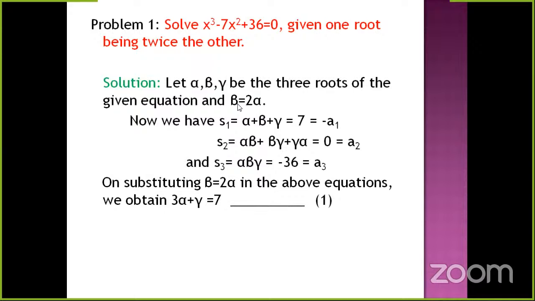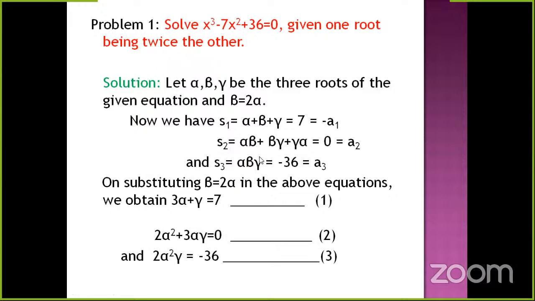So here I already have the value of beta as 2 alpha. So on substituting the beta value in the above three equations, what will I get? See here, alpha plus 2 alpha, that is 3 alpha plus gamma is equal to 7. And in the second equation, in place of beta, again I am substituting 2 alpha. So 2 alpha square plus 3 alpha gamma is equal to 0 is the second equation. And in the third equation, if I substitute beta equal to 2 alpha, I will get 2 alpha square gamma is equal to minus 36. Here, my work is to find the values of alpha, beta, gamma by solving these three equations.